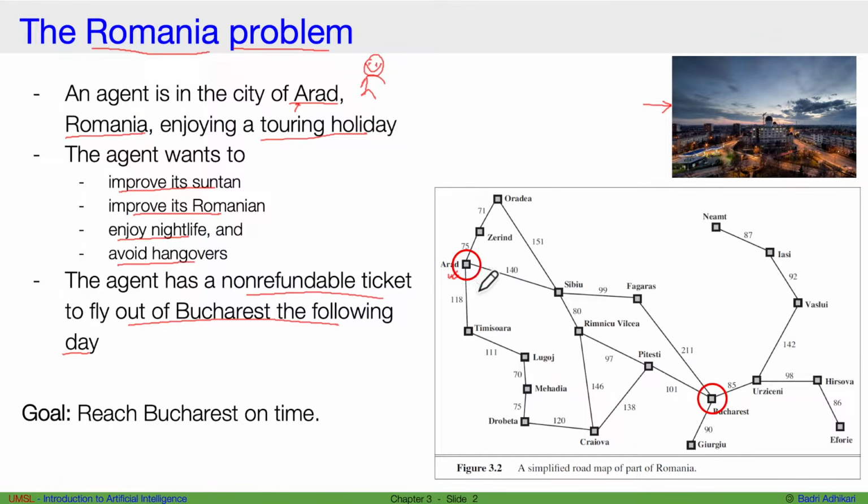So here's your agent in the city of Arad, and the agent has a ticket to fly out of Bucharest the next day. In other words, no matter what the agent does, ultimately the agent has to reach Bucharest by next day to fly out of the city. So the goal is to reach Bucharest on time. In other words, we want the agent to travel from Arad to Bucharest, taking a shortest path possible through all of these possible cities to reach Bucharest on time so that the agent can catch the flight next day.